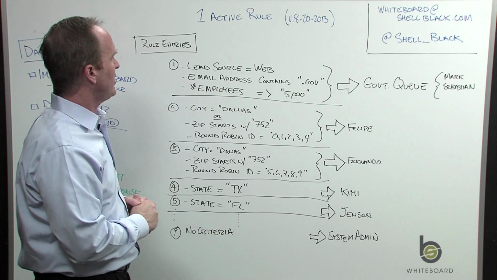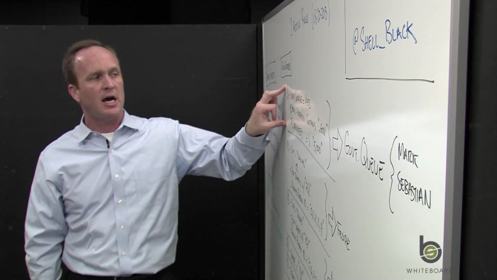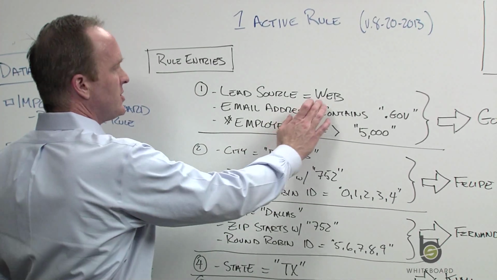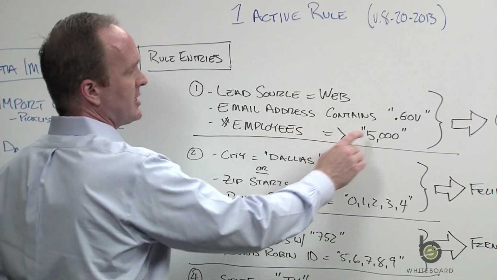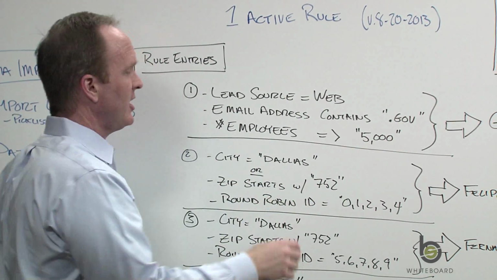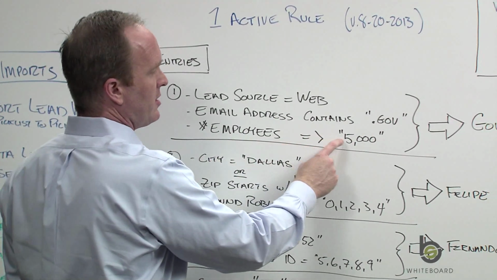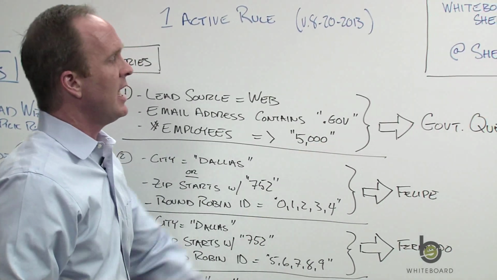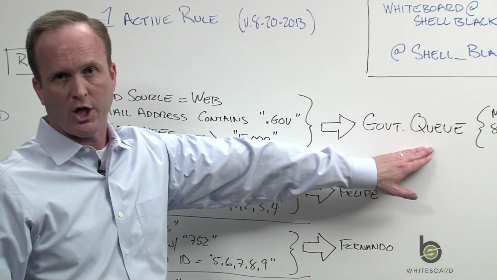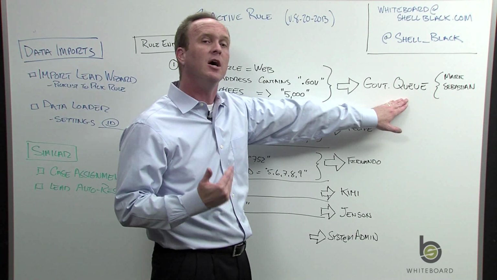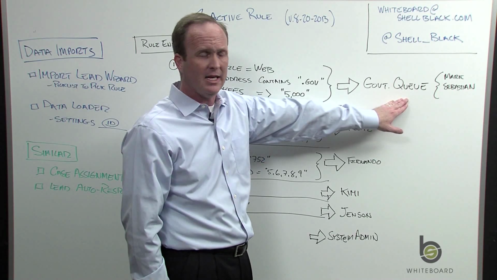So the way that I have this set up is at the very top, I have an entry that says, when the lead source is from the website and the email address contains a .gov, a government employee, and the number of employees is equal to or greater than 5,000 employees, I want to throw this into the government queue. And this is one of the rare instances in Salesforce where you can assign a record to a queue. You can do that with leads and cases.